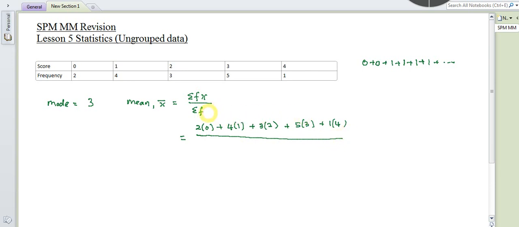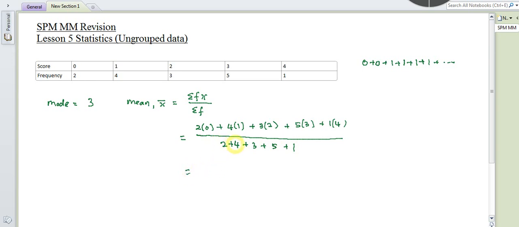Be careful here. Not divided by 1, 2, 3, 4, 5. We cannot see that we have 5 groups and then divide by 5. No, sigma f is the total frequency. So we have 2 plus 4 plus 3 plus 5 plus 1. This you can just calculate with a calculator.